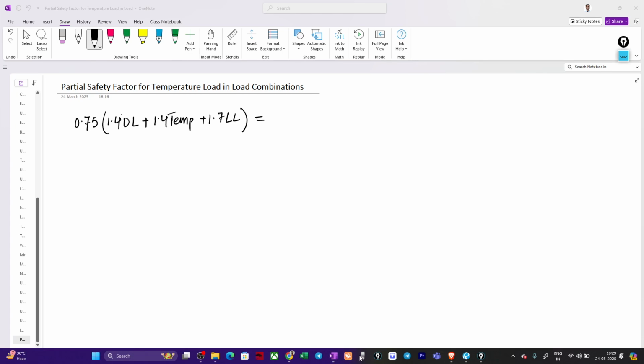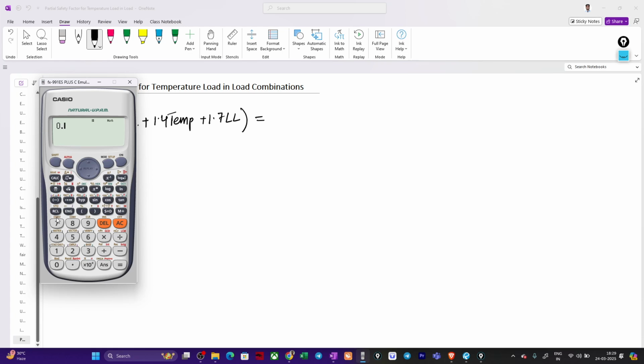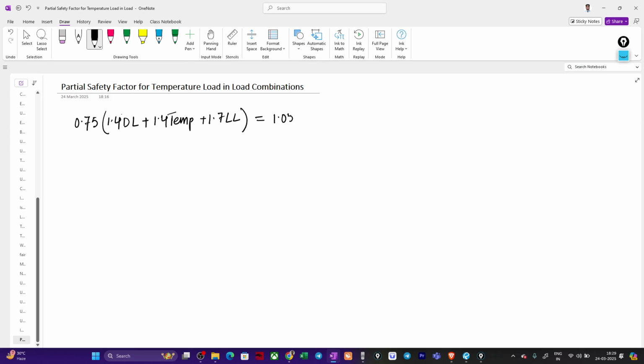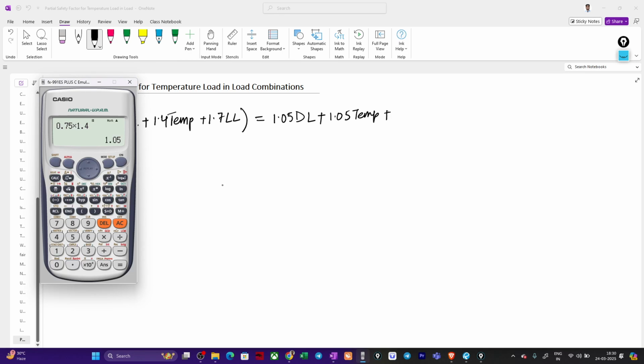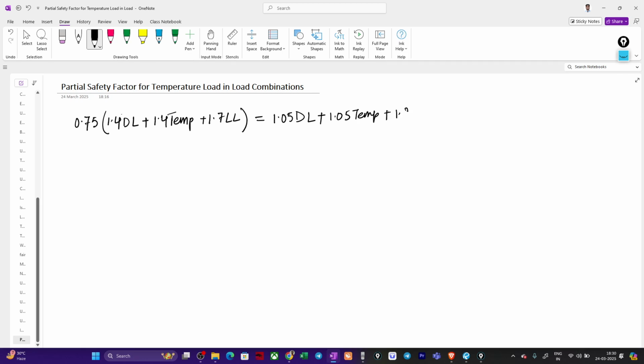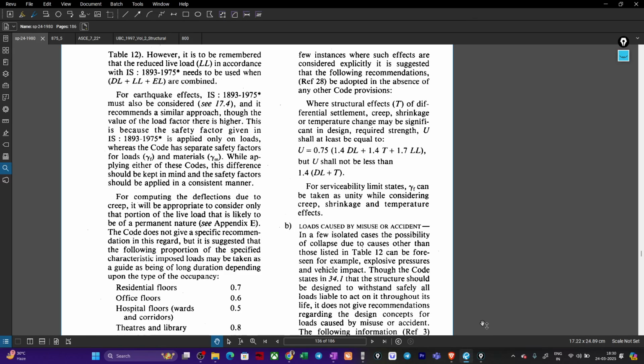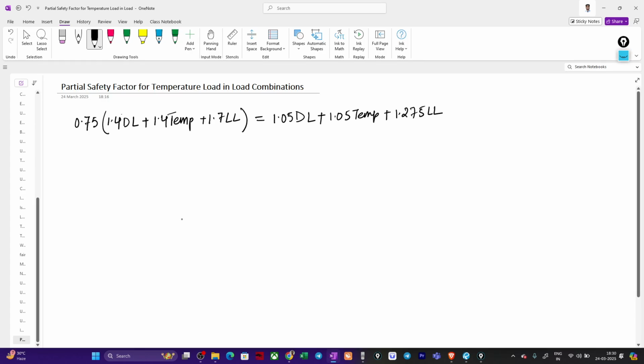0.75 into 1.4, I think 1.05, something like that. So we are getting the final 1.05 dead load plus again 1.05 temperature load plus, now it will be 1.275 live load, right? This is what is written here. Okay, so this is one combination.